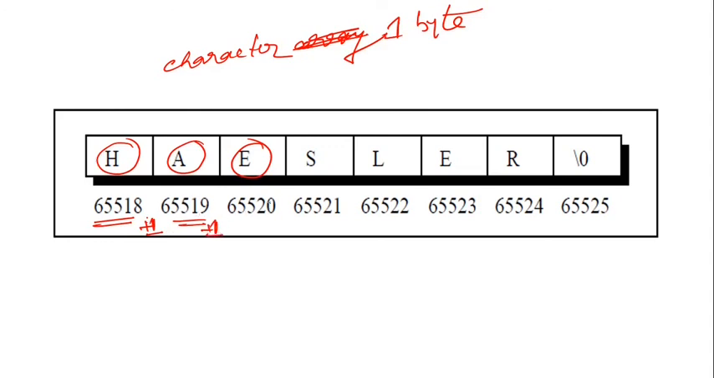65519, 65520, plus 1 byte. Like that, every time it increases by 1 byte. In a character array, these are all characters: A, B, C, D. One interesting thing is that the last index value is nothing but \0. \0 notifies that it is the end of the string.